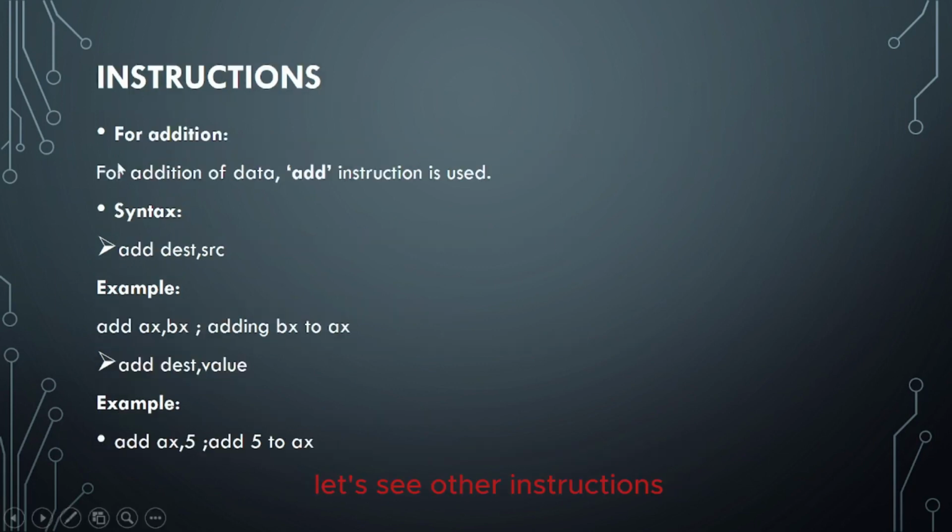Let's see other instructions. For addition, we are going to use add instruction. Let's see its syntax. Syntax is add destination, source. It means we are adding the data of source to the destination. So let's see an example, add AX, BX. Here we are adding the data of BX to AX. Another syntax is add destination, value. It means we are adding the value to the destination. Example is add AX, 5. Here we are adding 5 to AX.